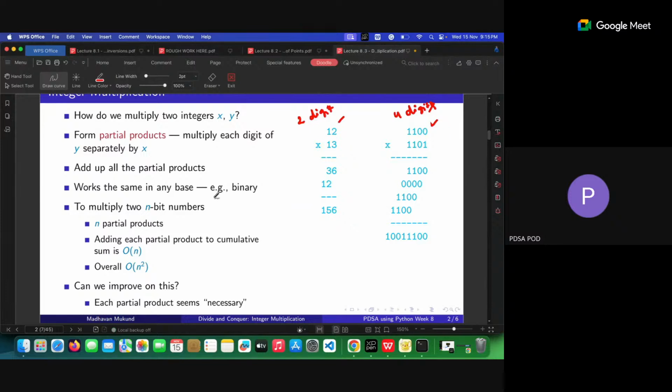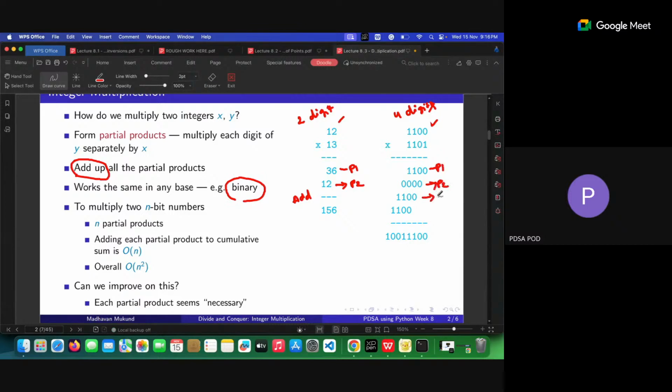Whenever you do the multiplication, we do the partial products. This is partial product 1, partial product 2. We do these two partial products and then add them up, adding all of the partial products. So that simply works. The same strategy is applied for binary also. But here the number of partial products is increased because of the number of digits.